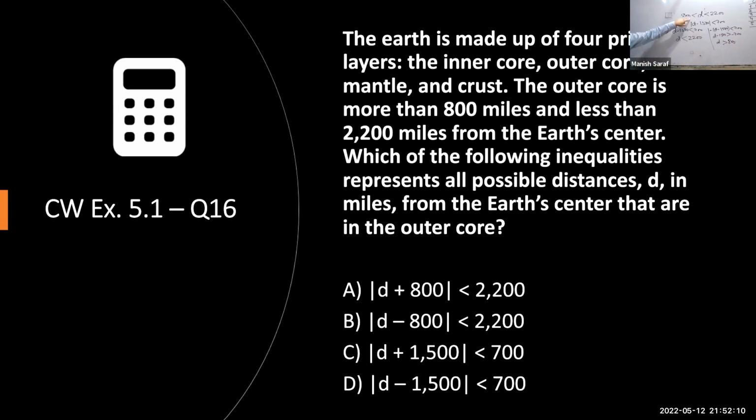So D should be greater than 800, less than 2200. Option B is the right answer. So in this case you have to go by options.